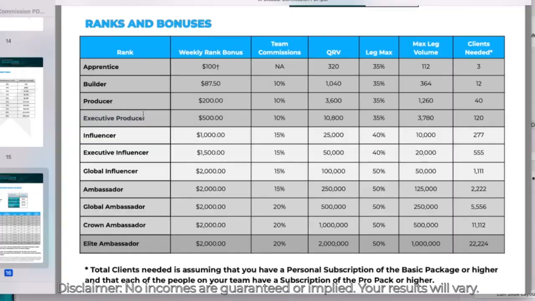Now what's important is, if we go back here to the comp plan at executive producer, to be promoted to executive producer, you need a total of 10,800 in qualified rank volume. That's what QRV stands for. And then this is the important part: you can only use 35% max from one leg to qualify. So in this case, that means 3,780 times basically 3 gets you this number.